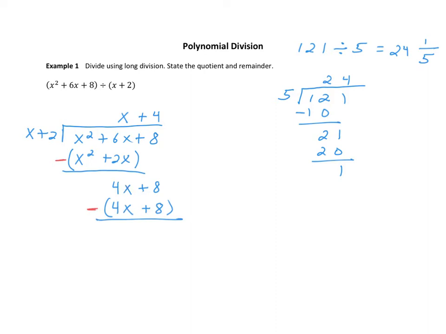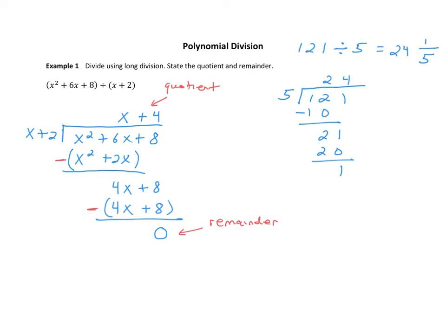We have 4x minus 4x, which is 0. And then we have 8 minus 8, which is actually also 0. And at this point, we've actually completed the process. This is the quotient, so let me mark that. This x plus 4 is the quotient, and there is a remainder. It just so happens that the remainder is 0. So you wouldn't say that there's no remainder. You would say that there is a remainder, but the value of it equals 0.